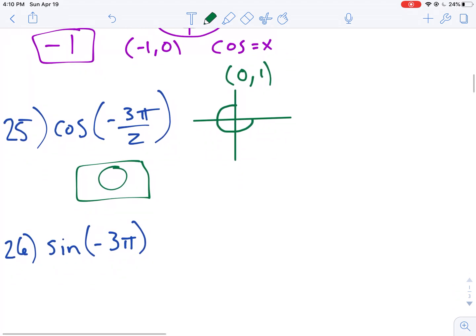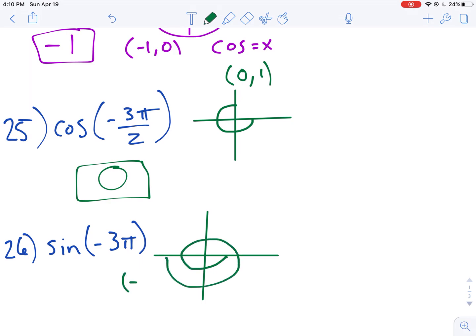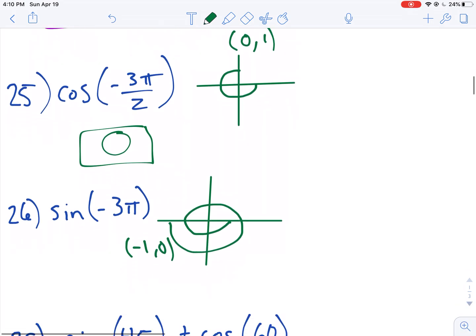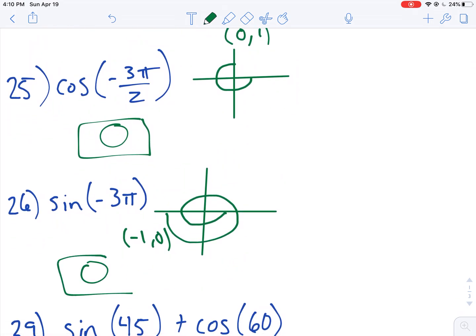Sine of -3 pi, so I'll draw out my coordinate plane. I've got -1 pi, -2 pi, -3 pi, so it terminates here. I'm looking at -1, 0. My sine is equal to my y value, so my answer here is 0, and I leave it as is. So that's all I need to do for those. It does help if you draw these angles to figure out which quadrant you're ending on, and then you're paying attention to your x, y values and where they fall within your formulas.